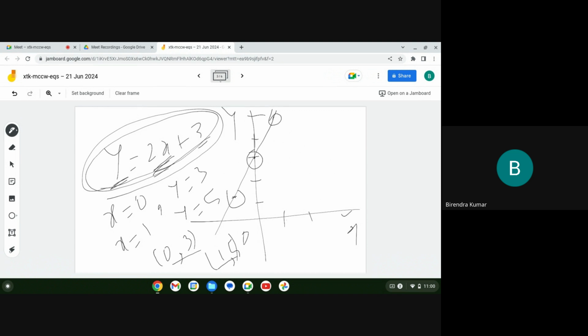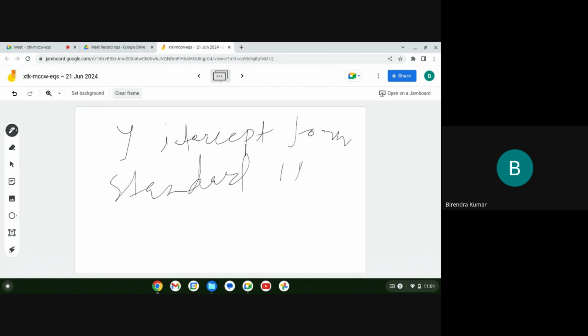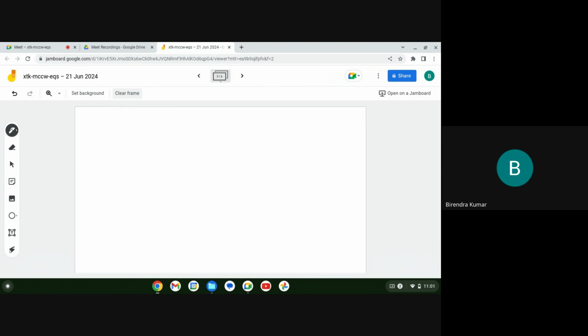But a linear equation, when you talk about it, comes in two forms. One is called the y-intercept form, and second is called the standard form. We'll only talk about y-intercept form for today, because that's something that came as a request for the class today. So that's what we are covering now. It is called y equals mx plus c.